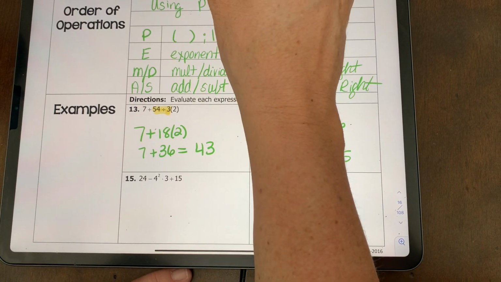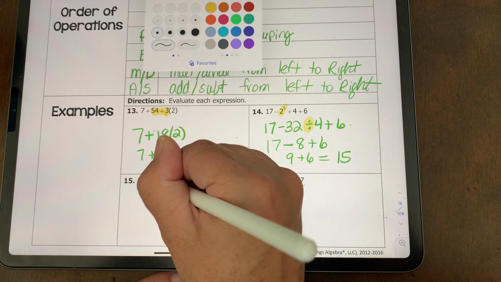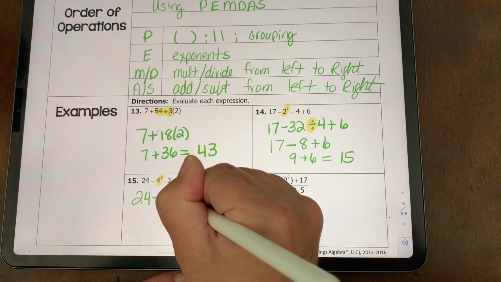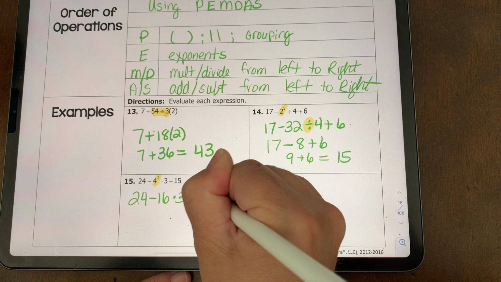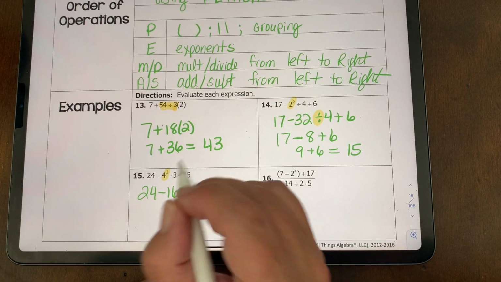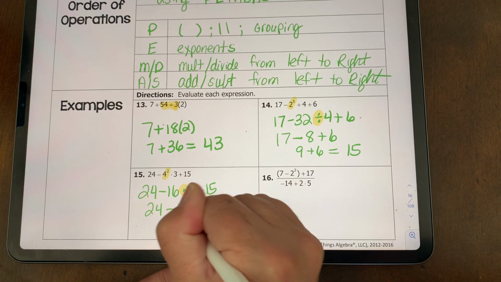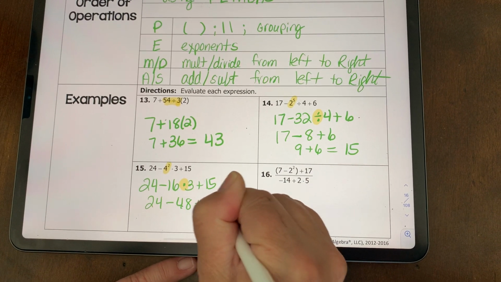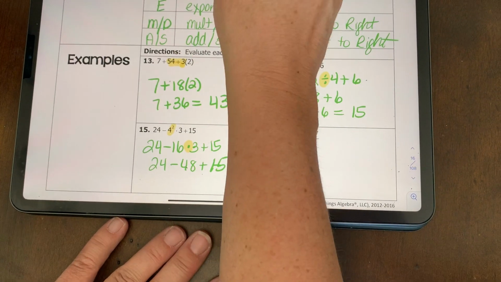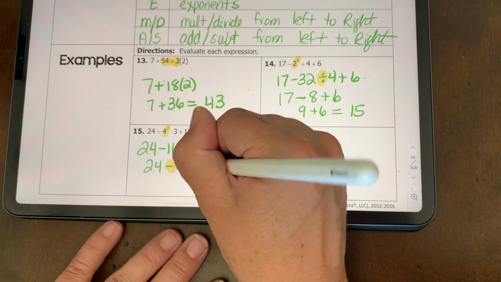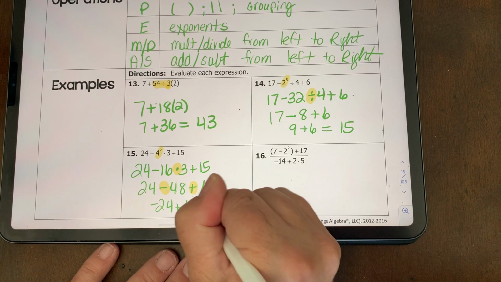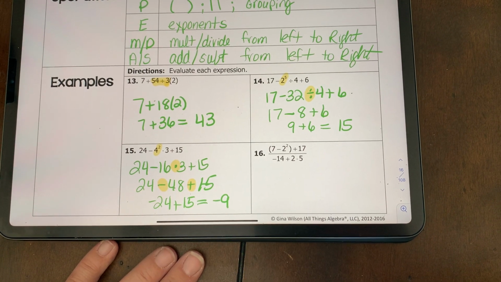Okay, so if I look at the next one, my exponent comes first. So 4 squared is 16. And then if I look, multiplication comes next. 16 times 3 is 48. Oops, that's a 15. And then I would do 24 minus 48 because it's all adding and subtracting. So you're just going to go from left to right. So you'd have a negative 24 plus 15, which comes out as a negative 9.